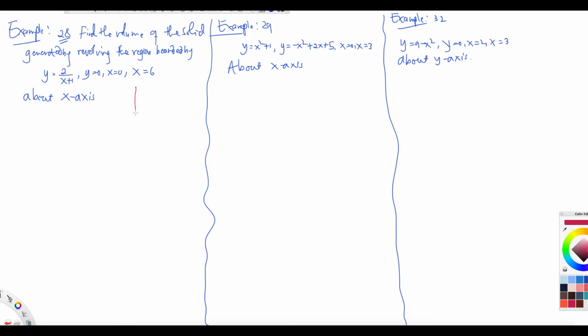Okay, if you draw the graph of this, this is what it looks like. This is the x-axis, this is the y-axis. This is 0, this is say 6. And if you draw the graph of y equals 2 over x plus 1, when x equals 0, y is 2, so it will look like this. That's y equals 2 over x plus 1, y equals 0 is this, x equals 0 is this, and x equals 6 is this. So this is the region bounded by these equations, right?